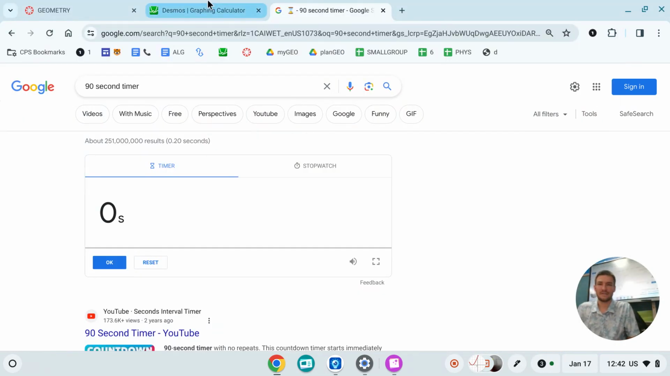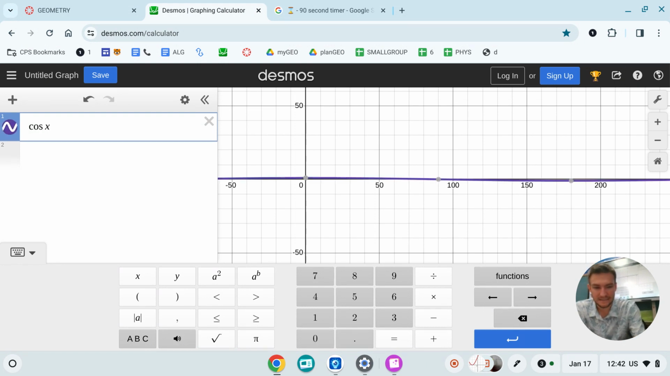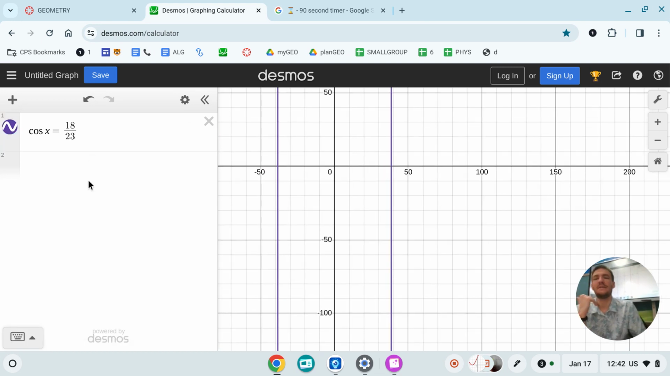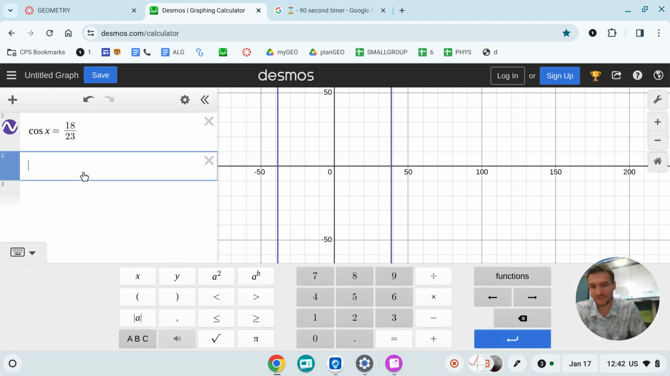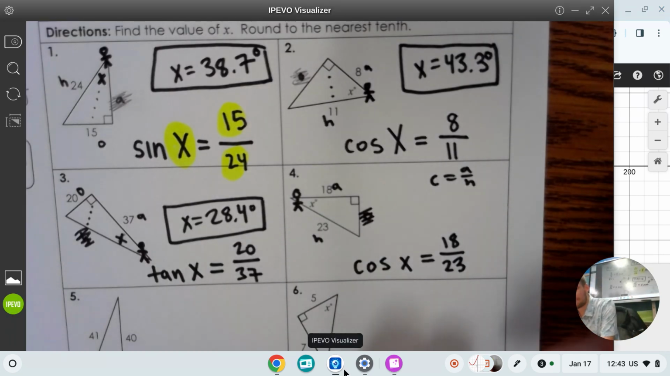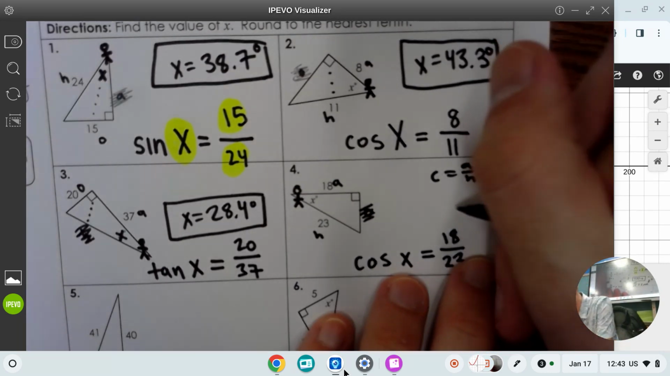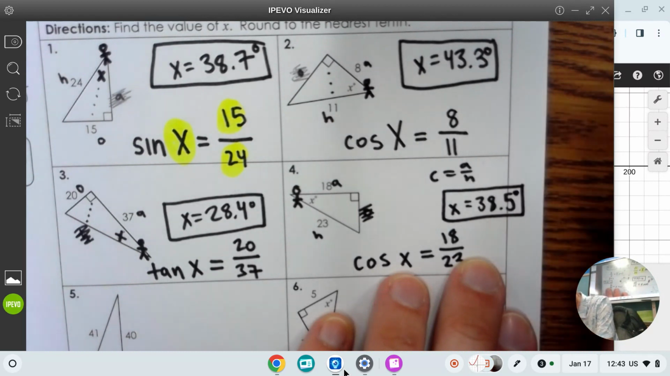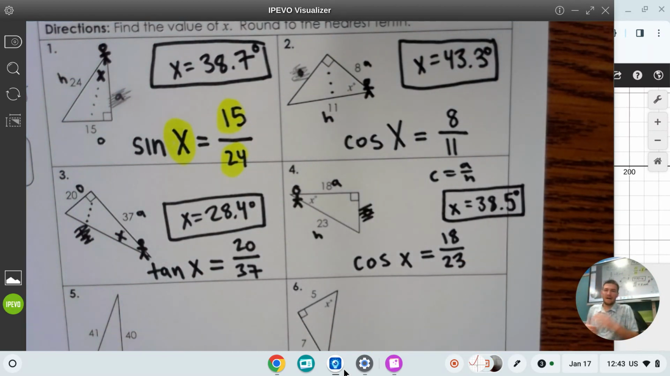It's as easy as go to Desmos and type it in. Cosine x equals 18 over 23. And it looks nice, but I can't click it. So I need to go instead and do the inverse trig. Keyboard functions inverse. 18 over 23. 38 and a half. 38 and a half degrees. We could sit here and do 2 more questions, but honestly, I don't even think it's worth our time.